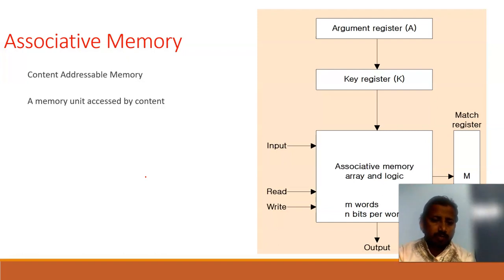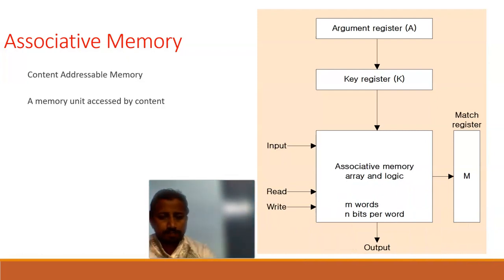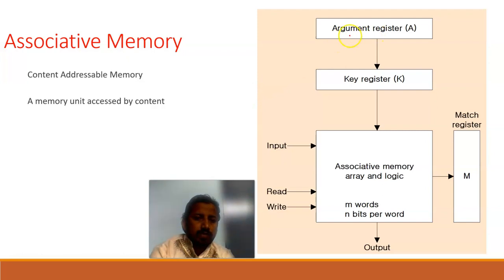So a typical associative memory would be shown like this. Coming to the associative memory, you would be having a few things over here. The first one is the argument register. This is the register where the actual defined word would be there, and this is the key register. So this is the value which you are going to search in the memory. It will search in the memory, and whatever the probable matches are to this argument register, they would be displayed in the match register.